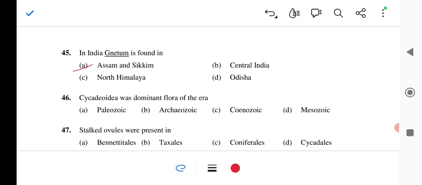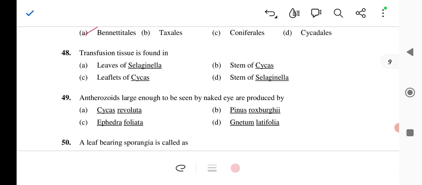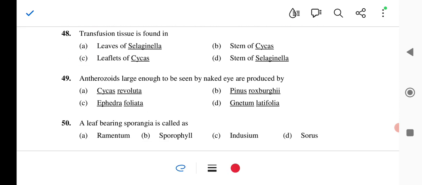Next is Cycadopsida was the dominant flora of the era. It is the dominant flora of the Mesozoic era. Cycads were dominant in the Mesozoic era. Next is stalked ovules were present in. Stalked ovules were present in Bennettitales. Next is transfusion tissue is found in leaflets of cycas. Transfusion tissues are found in leaflets of cycas.